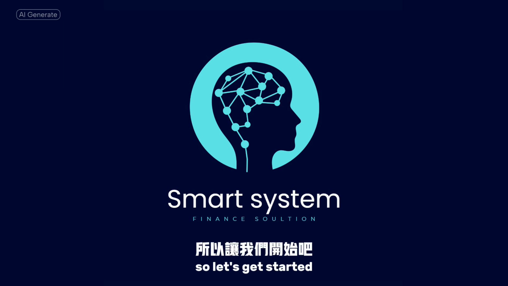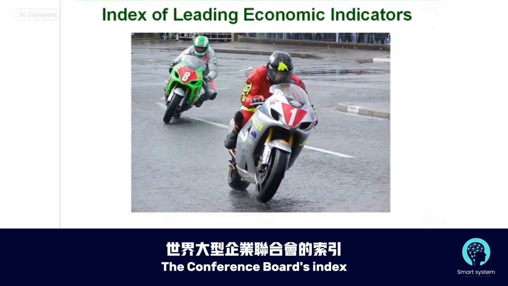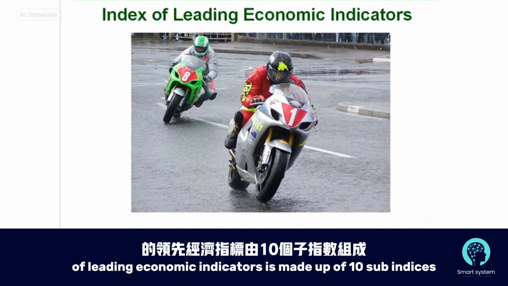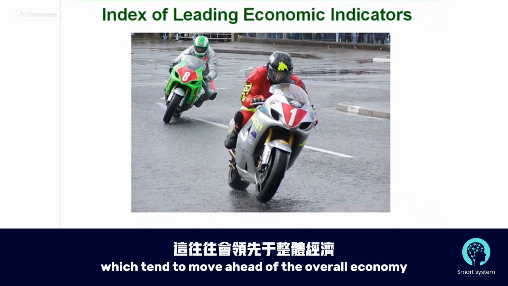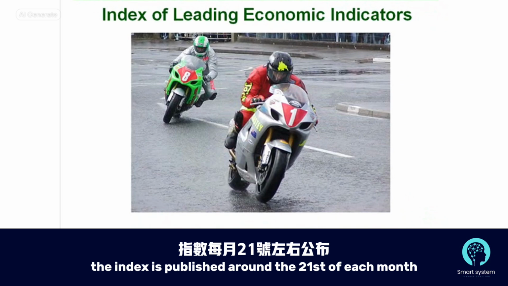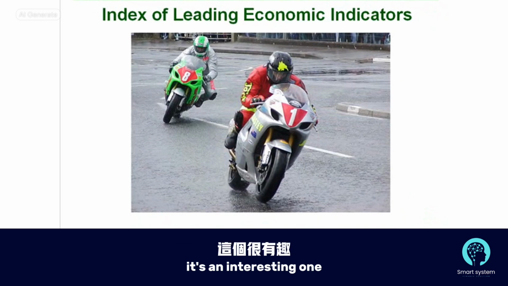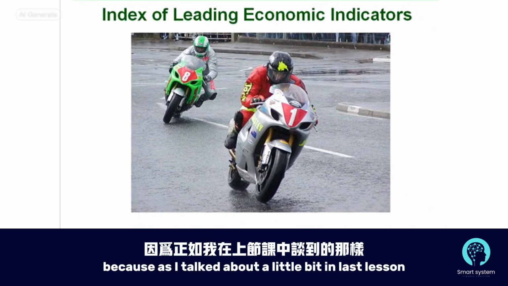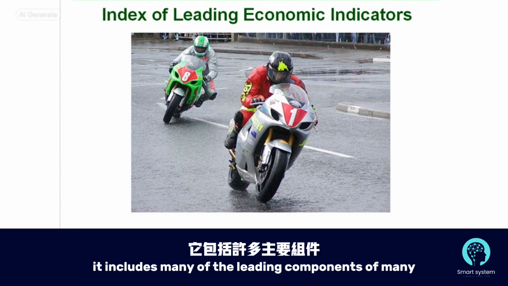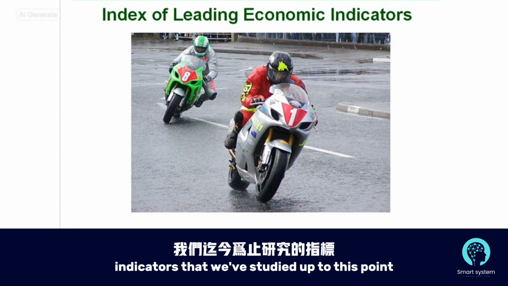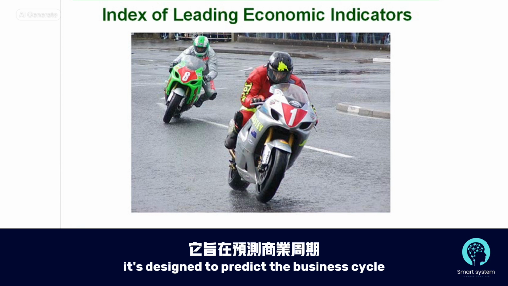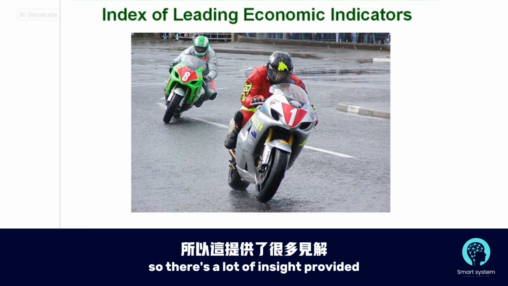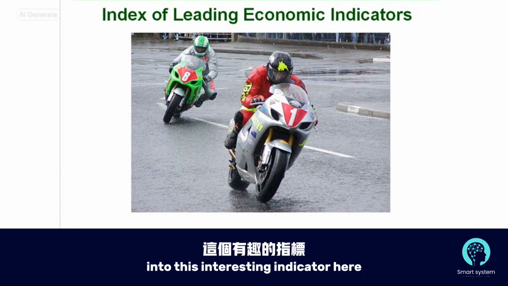So let's get started. The Conference Board's Index of leading economic indicators is made up of 10 sub-indices, which tend to move ahead of the overall economy. The index is published around the 21st of each month. It's an interesting one, because as I talked about a little bit in the last lesson, it includes many of the leading components of many indicators that we've studied up to this point. It's designed to predict the business cycle. So there's a lot of insight provided by this interesting indicator.